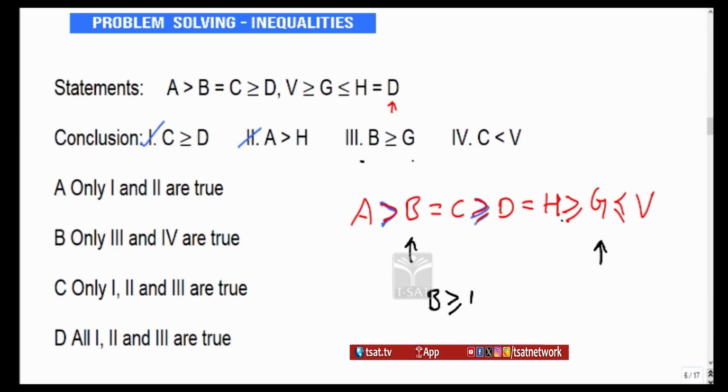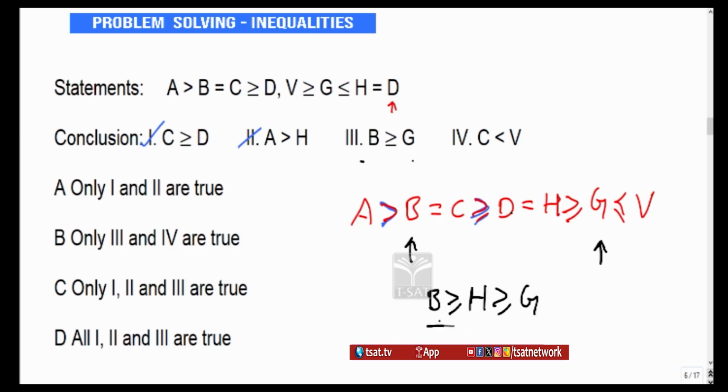In place of D I can write H. Why can I write H? Because D is equal to H. So directly I can write H here. Now I can see that after H it is greater than or equal to G. So even if the equal is there, you just ignore it, it doesn't matter.